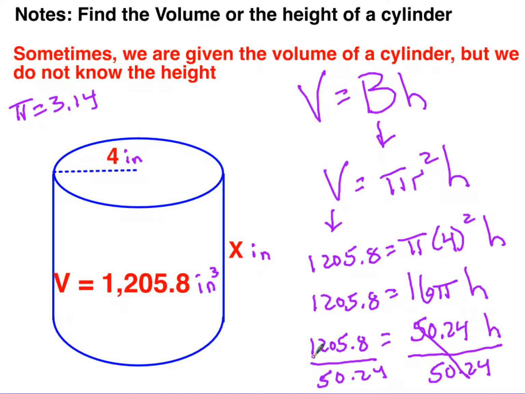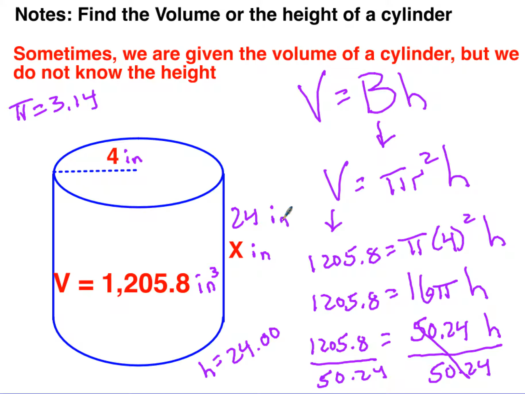Again, this is where we just plug into our calculator. Notice how we're still showing those steps, even though we're using a calculator. So I'm going to do 1,205.8 divided by 50.24, and I'm going to get some big old decimal. I'm going to write it over here: 24.00000, like 3 zeros and 7962. Just for the sake of this, I'm going to round and leave it at 24.00, and there's my height. So my height is 24 inches.